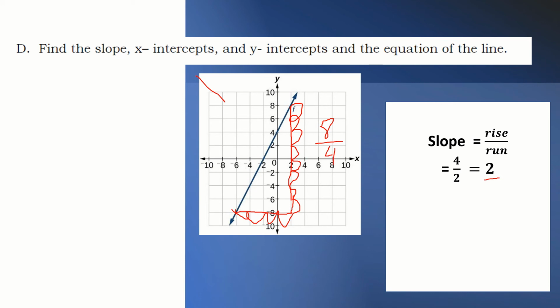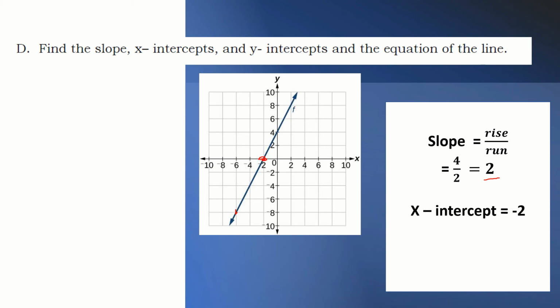Okay, so wala naman siguro kayong tanong. Let us proceed with the x-intercept. So, x-intercept is the intersection of the graph and the x-axis. Okay. So, ang x-axis natin, of course, yung pahalang. So, ito yung ating intersection ng graph at ng x-axis. So, ang ating x-intercept is negative 2.